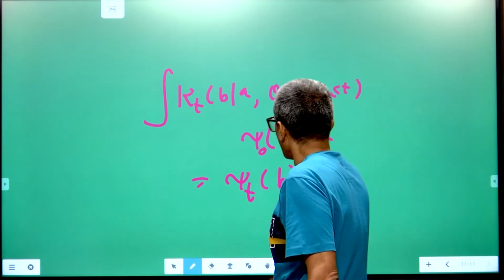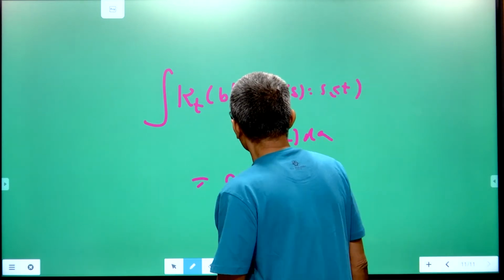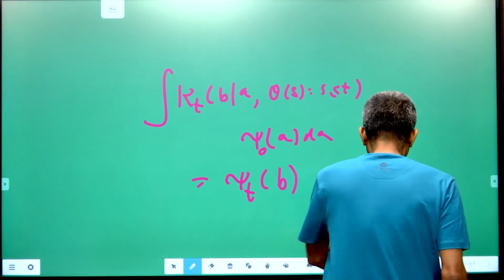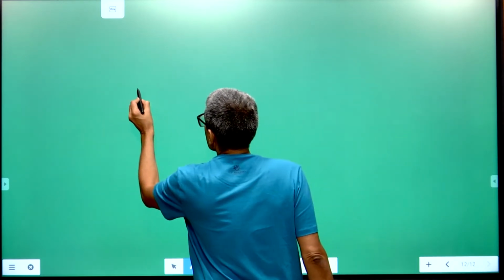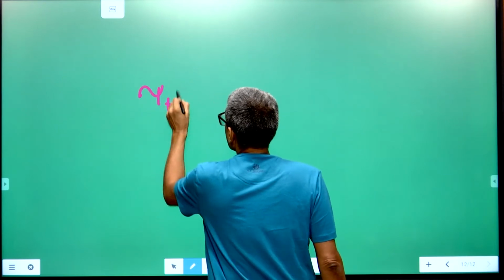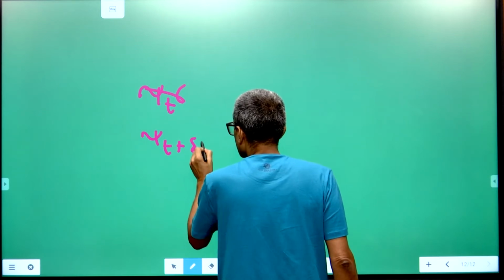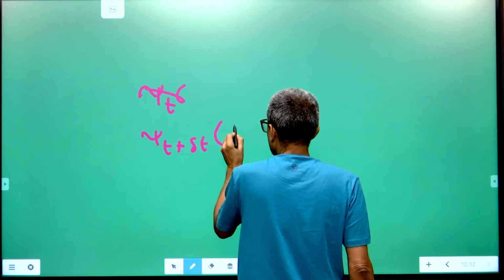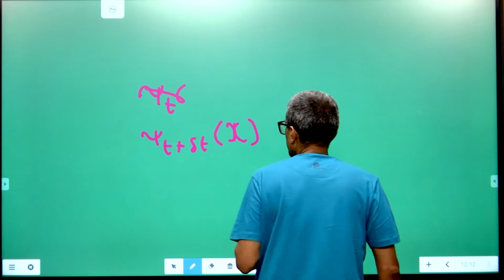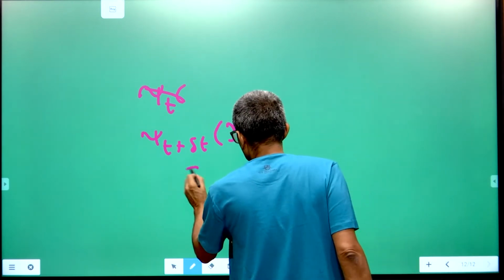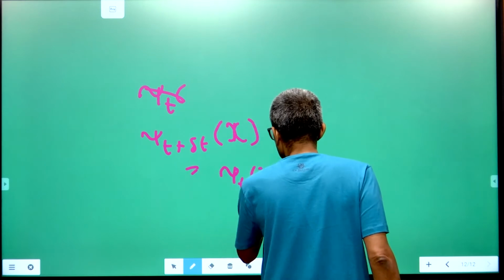So you can use this formalism also to design a quantum neural network. What you do is very simple. You simply take psi t at b, you look at psi t plus delta t at the point x, you find this out. So you can write this as psi t x.